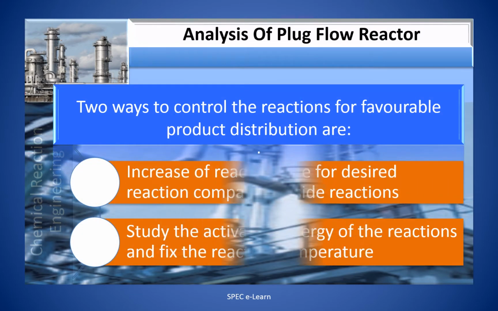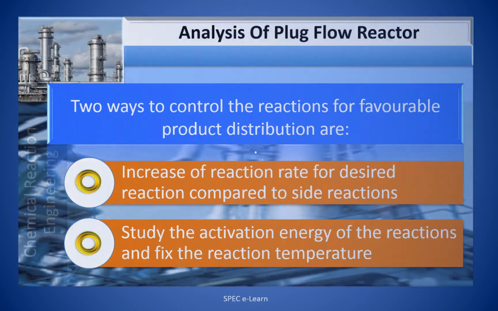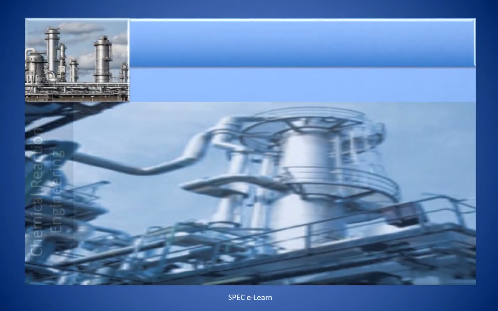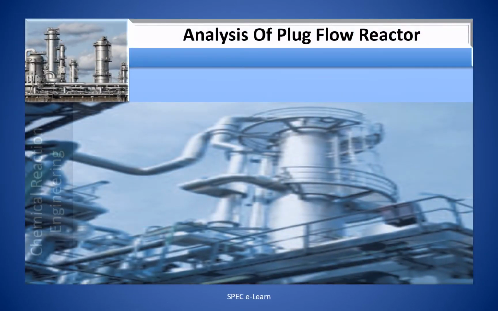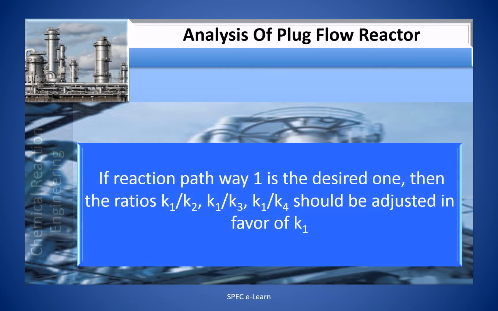Two ways to control the reactions for favorable product distribution are: increase the reaction rate for the desired reaction compared to side reactions, and study the activation energy of the reactions and fix the reaction temperature. If reaction pathway 1 is the desired one, then the ratios of k1 to k2, k1 to k3, k1 to k4 should be adjusted in favor of k1.